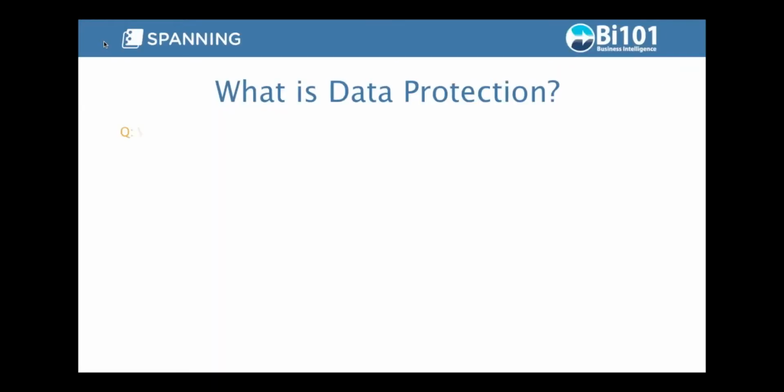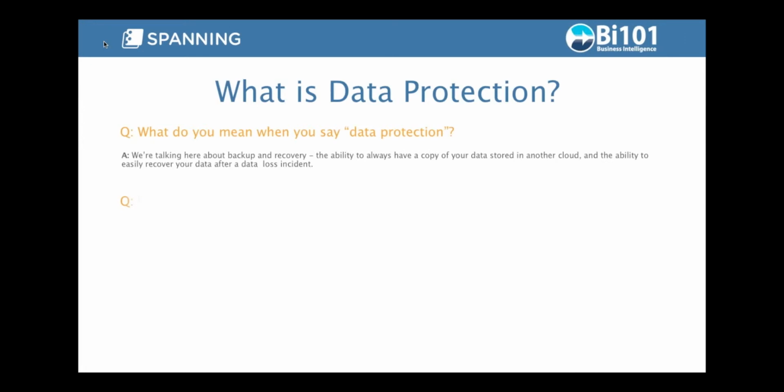Really, the first thing to think about as a Google Apps customer is, what does data protection mean in your Google Apps environment? It's a backup and recovery solution to have a copy of your data in another cloud. So Spanning takes all your Google Apps data that's in your Google Apps domain, and brings it over to the Amazon Web Services S3 data centers that Amazon has, to have a safe backup just in case any files were to be lost.